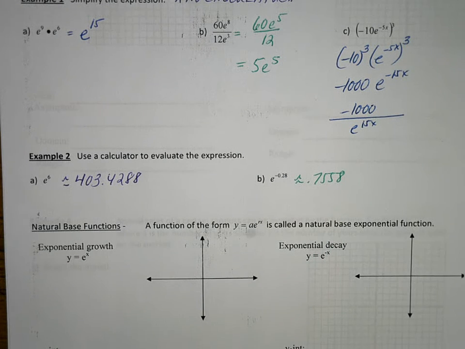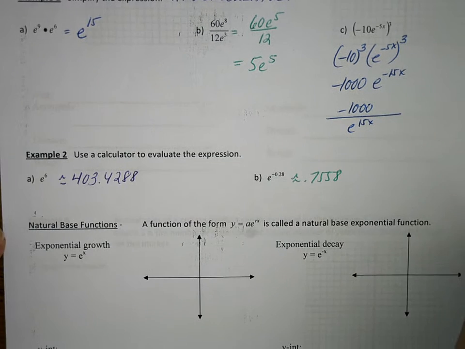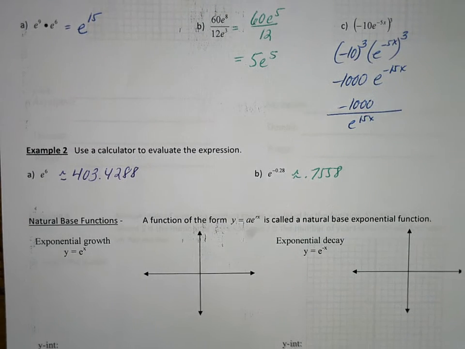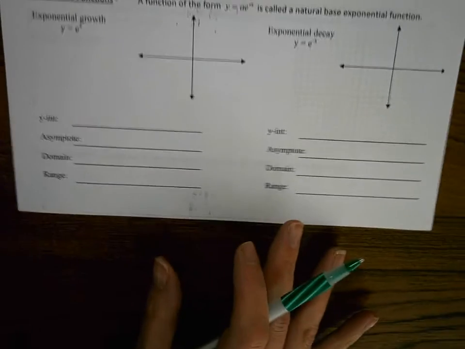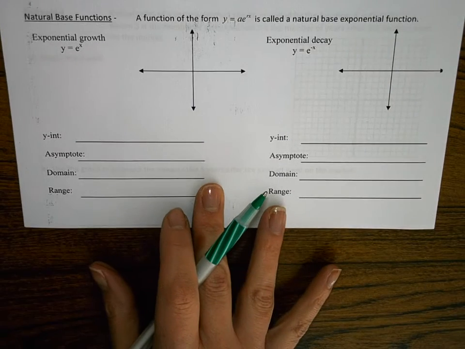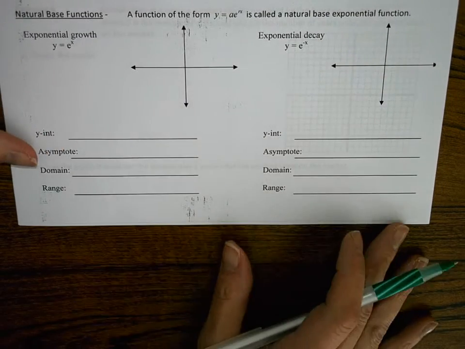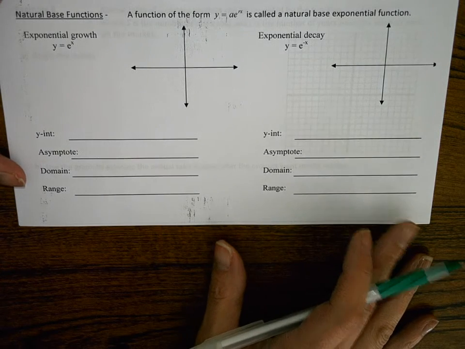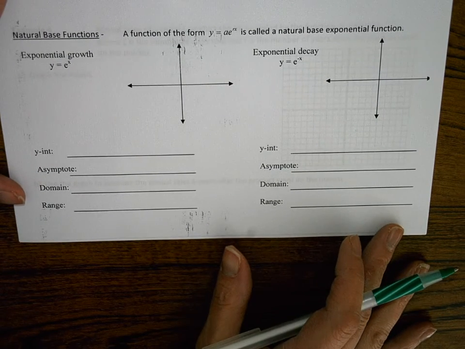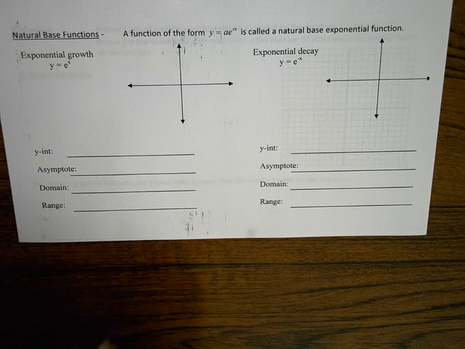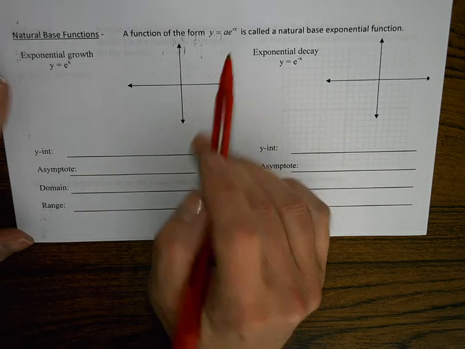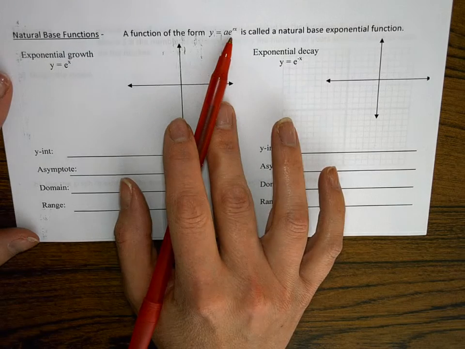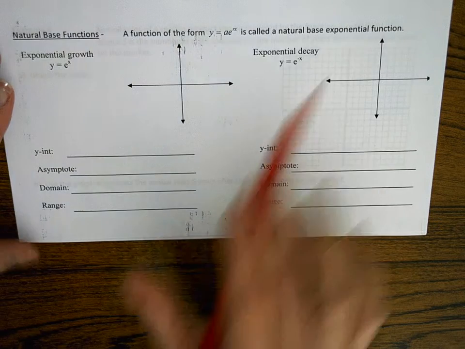Okay, keep that in mind. I want to point that out to you right now because I think that will help us in a few minutes. All right, now, natural base functions. If I'm thinking about graphing these, in a function like this, my parent function is going to be y is equal to a, e to the rx power. It's called a natural base exponential function.